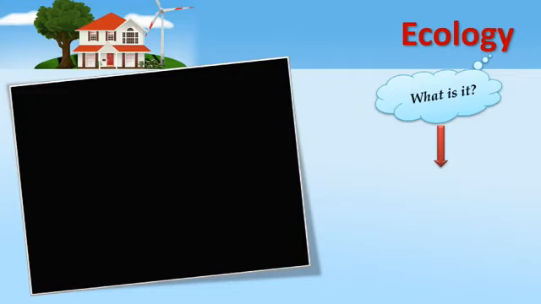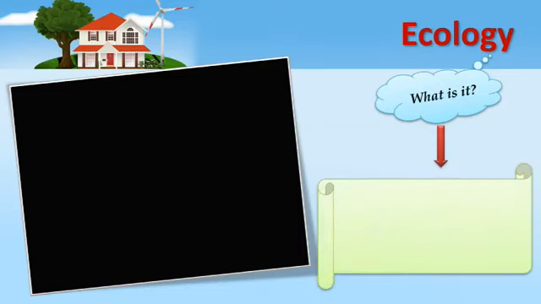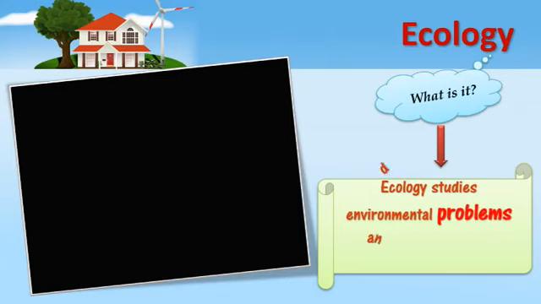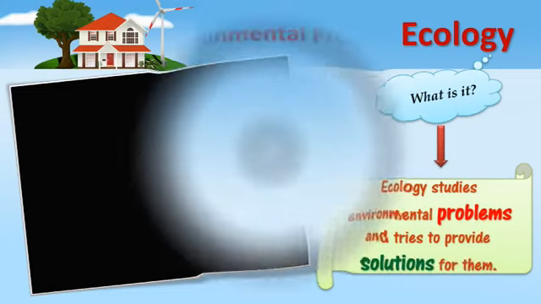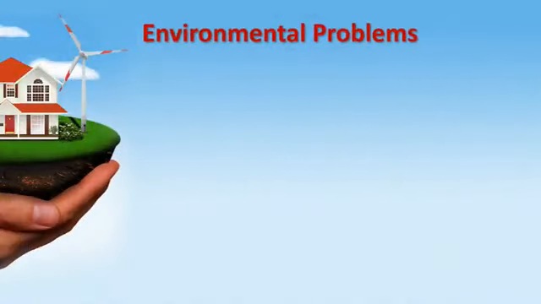After you have watched the video, I'm sure you now have an idea about what ecology means. So generally, ecology is a branch of biology. Ecology studies environmental problems and tries to provide solutions for them. Okay, let's see now what some of these environmental problems and solutions are.